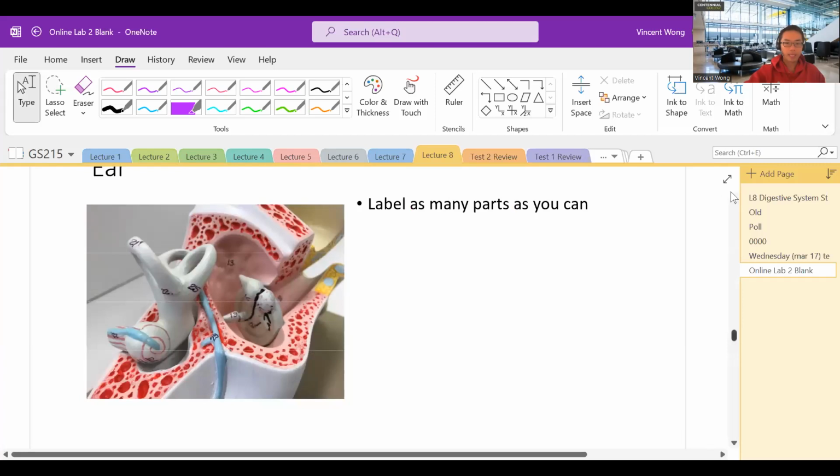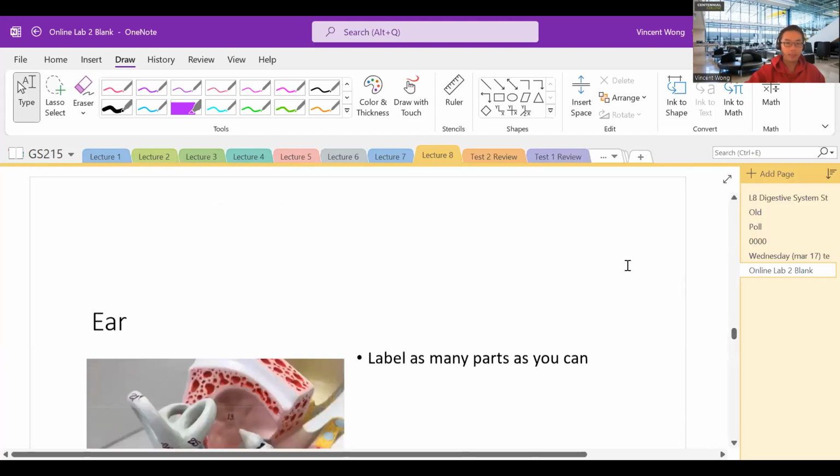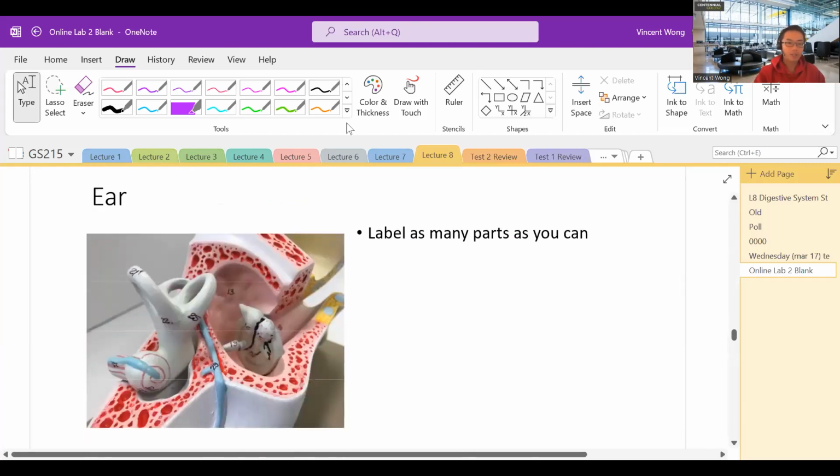All right, here it is again, another ear. Label as many parts as you can.